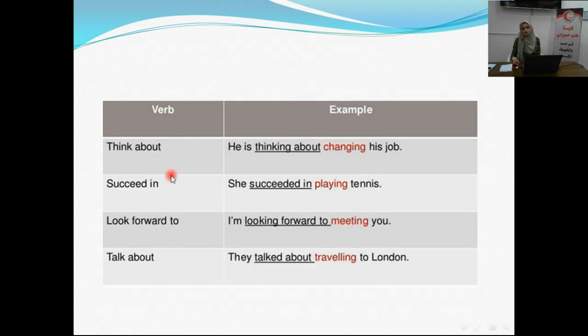Also, we have to pay attention to these verbs because they take certain prepositions. For example, we have think about, succeed in, look forward to, and talk about. For the first sentence, we have: he is thinking about changing his job. You see here we have changing, the ing verb. It is preceded by thinking about. So thinking about must be followed by an ing verb.